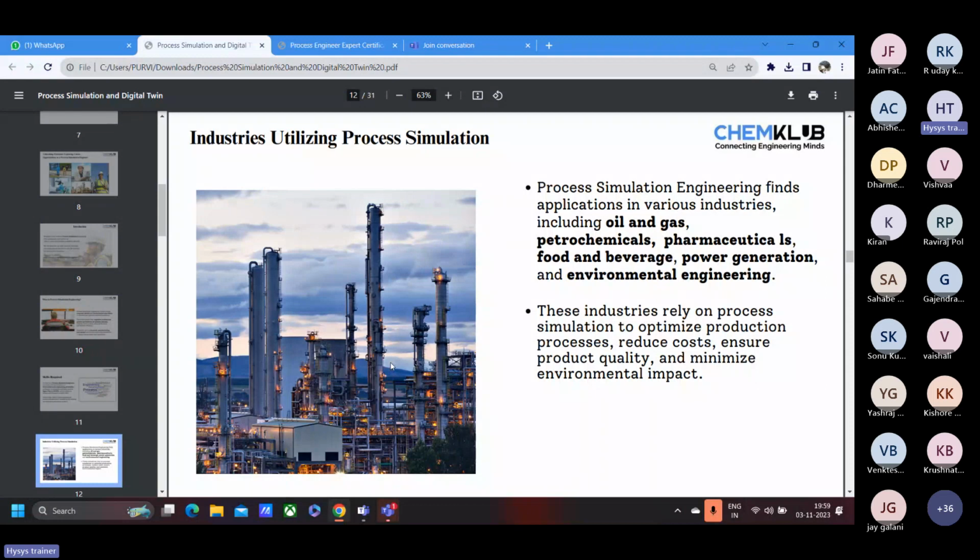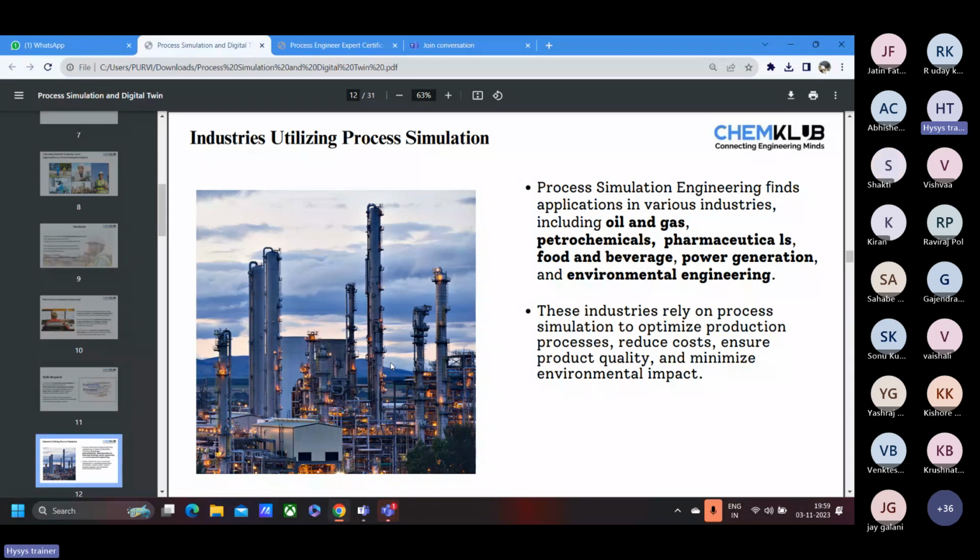So which industries are utilizing process simulation? The industries I named earlier are all using simulation software for their plant performance monitoring. That includes oil and gas, petrochemicals, pharmaceuticals, even food and beverage, power generation, and environmental engineering. Be it any chemical engineering, they rely more on process simulation software. So I think it is a basic thing that one should have knowledge of.